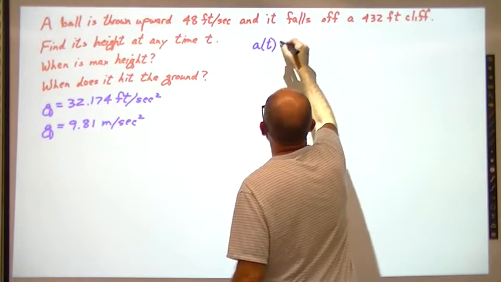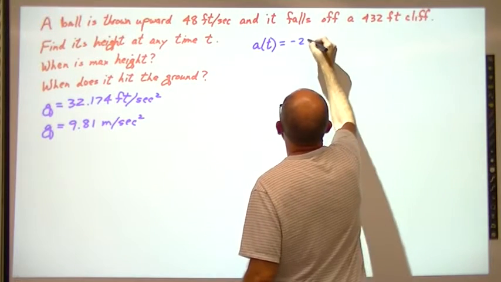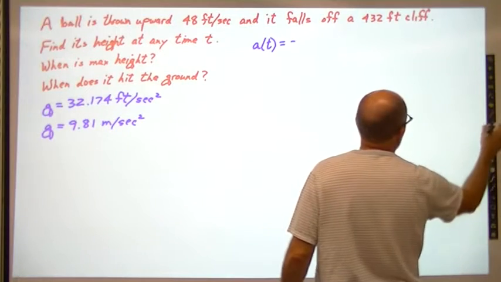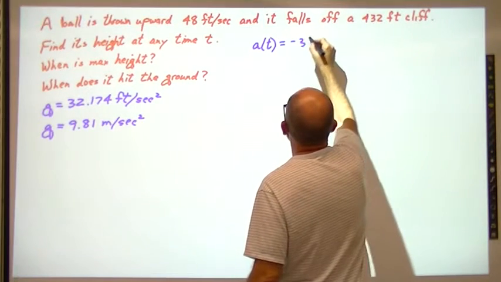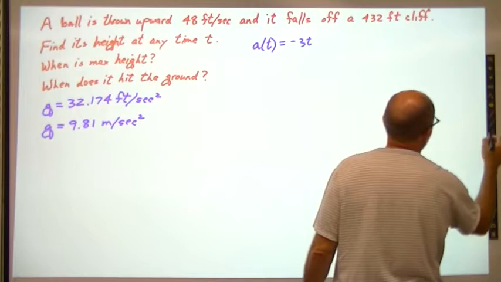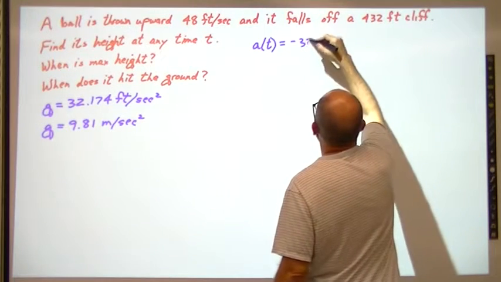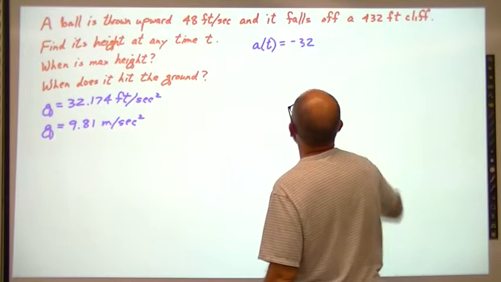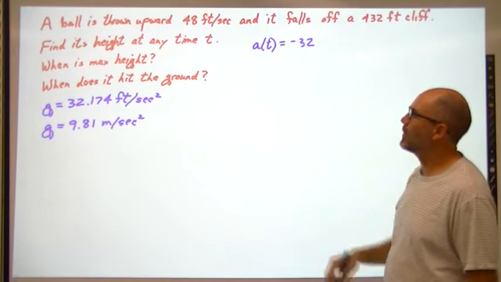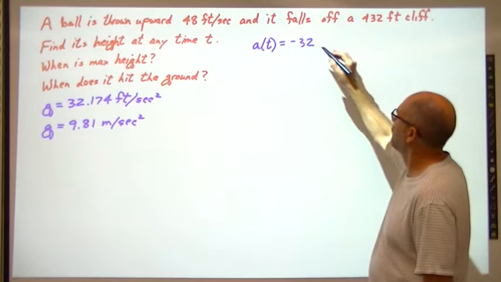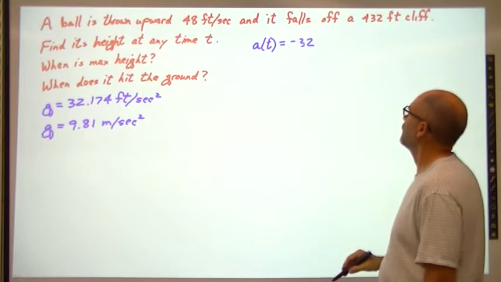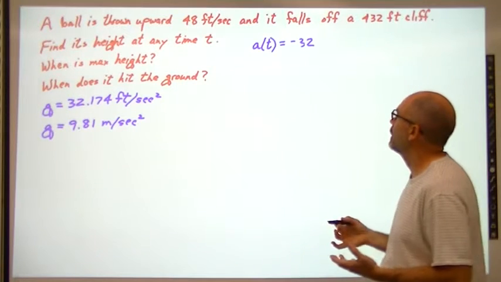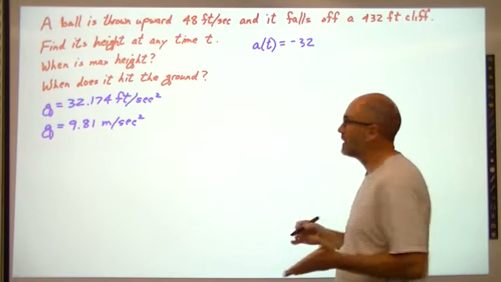Acceleration as a function of time is negative 32. We'll just drop the 0.174 for simplicity. So acceleration is negative 32. Now we're looking for displacement, so we need velocity first.